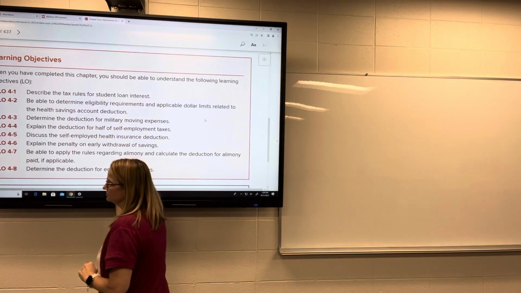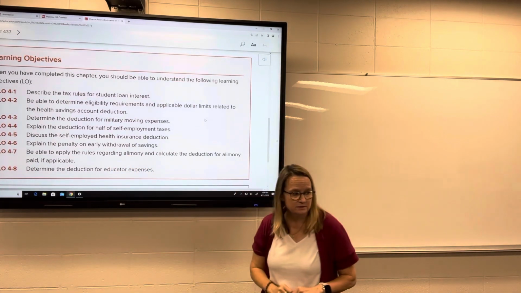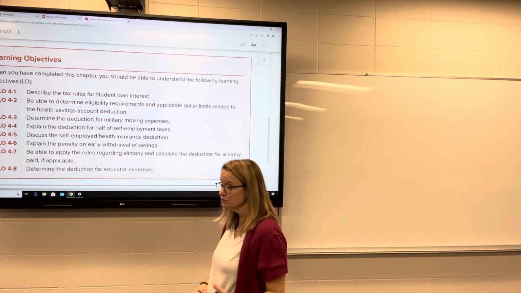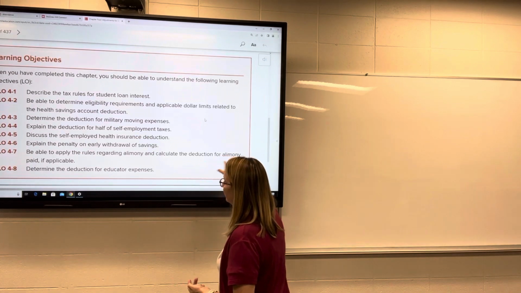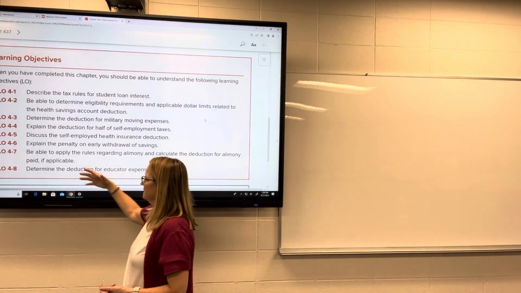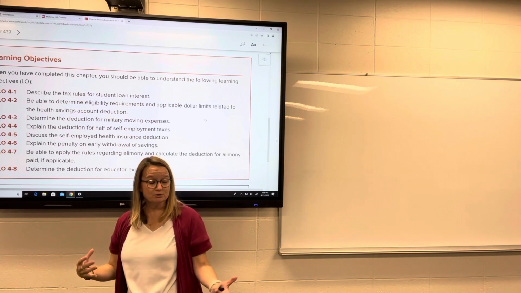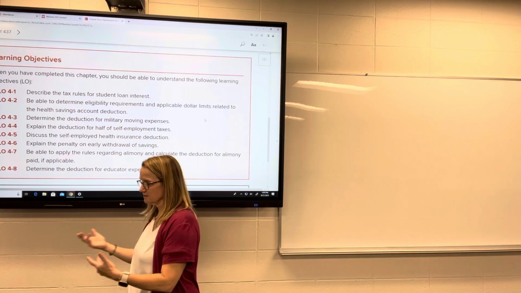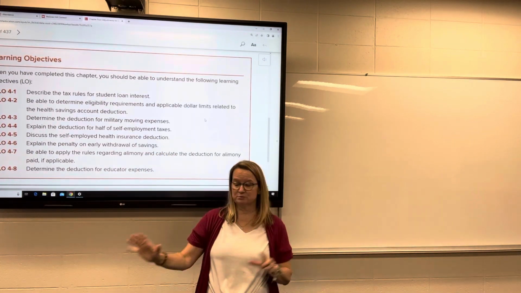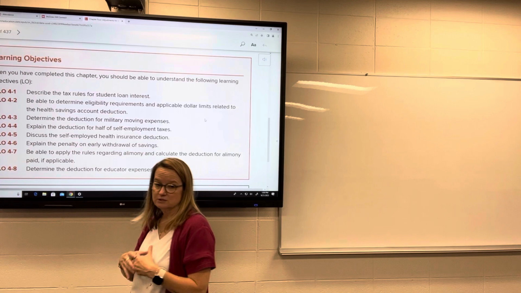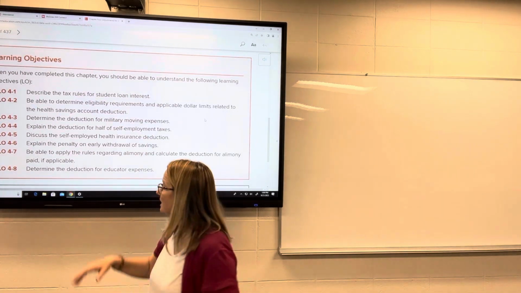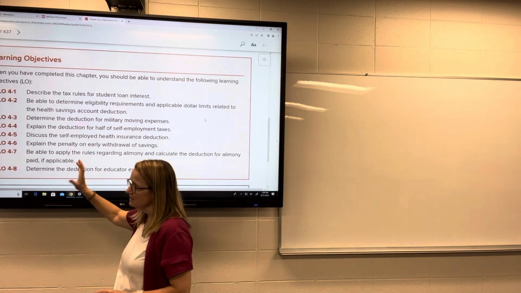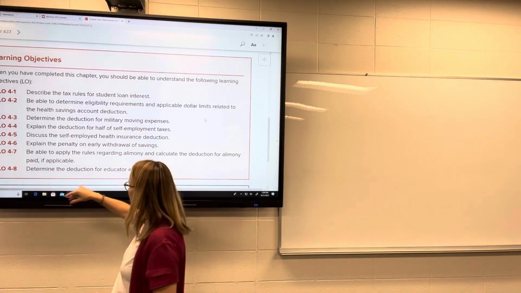Alimony. Under certain circumstances, alimony is deductible. In most circumstances these days it's not, because the rules changed and they have grandfathered in some of those old rules. But you should get familiar with what alimony is. A couple gets divorced, one spouse has to pay the other. This is not child support. Child support is specifically for children. Alimony is to pay the other spouse a certain amount. And the alimony may or may not be deductible depending upon when the divorce was finalized.